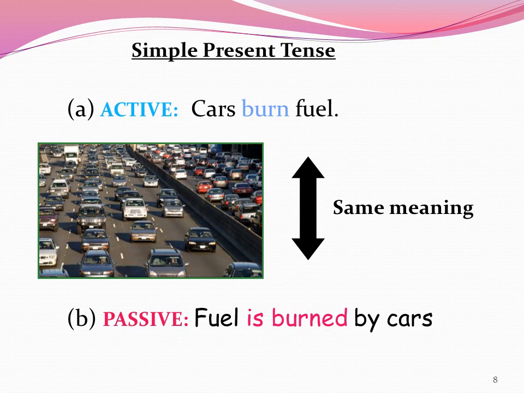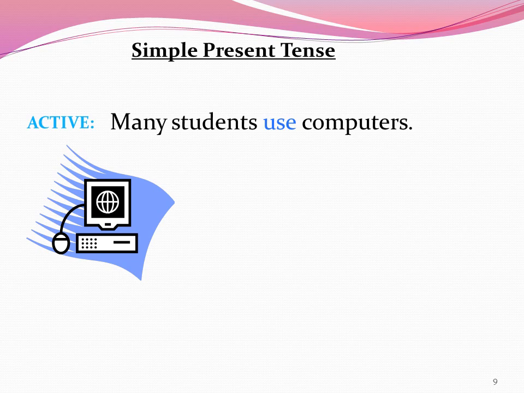These two sentences convey the same meaning. The meaning is unchanged. Many students use computers. This is an active sentence. Many students is the subject, use is the verb, and computers is the object. So this sentence is in simple present with a transitive verb, use, which is followed by the object, computers.